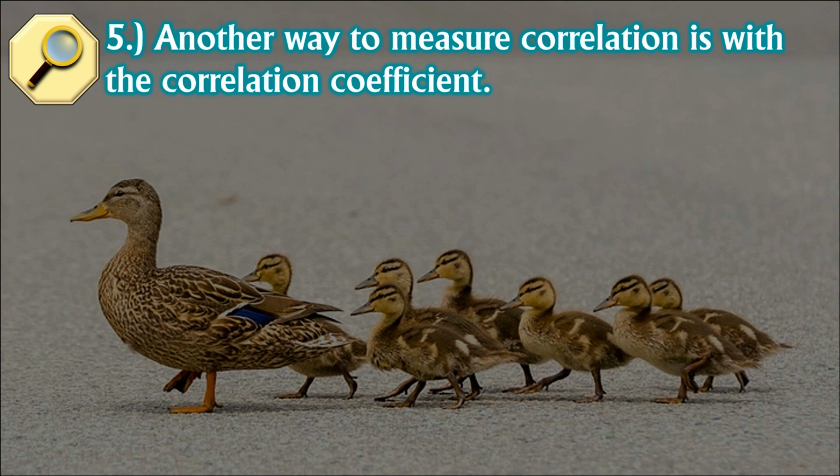Number 5. Another way to measure correlation is with the correlation coefficient. The correlation coefficient is a number that we can calculate once we have the regression line. Its calculation comes from knowing the regression line, but we're not going to look at the formula here. Instead, we're going to rely on technology to give it to us, and I just want to talk about what it means and how we're going to interpret it here.